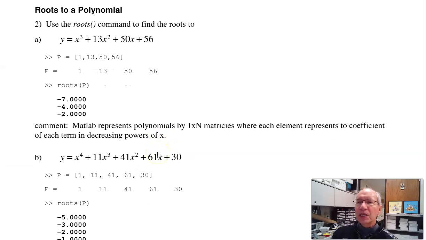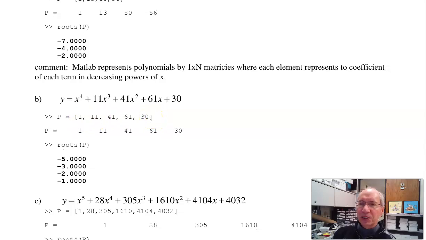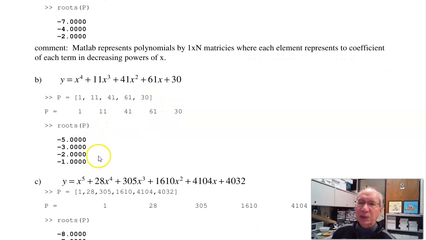Problem 2 is find the roots of a polynomial. Matlab is a matrix language. To represent a polynomial, you use a matrix. So the matrix 1, 13, 50, 56 represents this polynomial. The Matlab command roots will find the roots of that polynomial, where this function equals 0. If I have a fourth order polynomial and put the coefficients in as a matrix, I can find the roots. Here are the roots, or the zero crossings, of that polynomial.